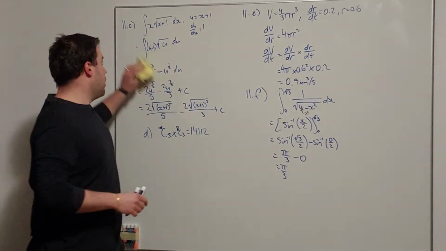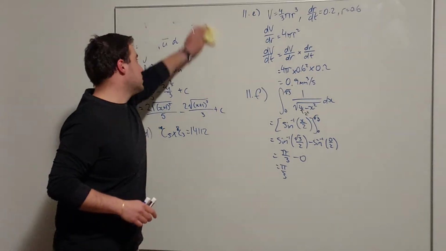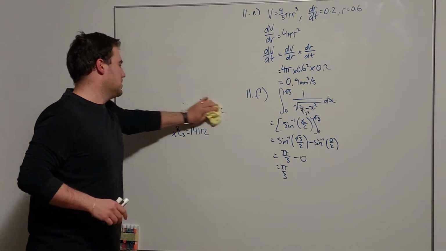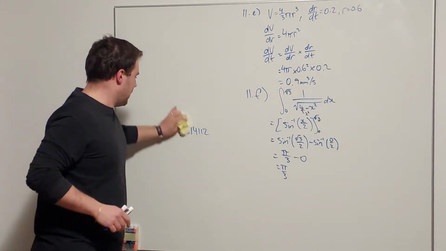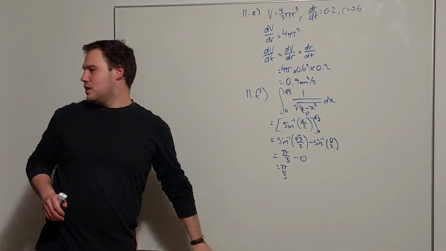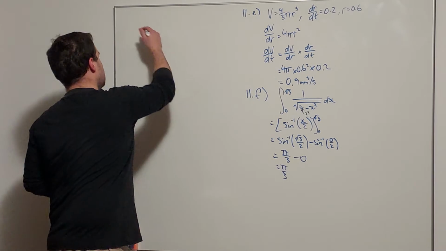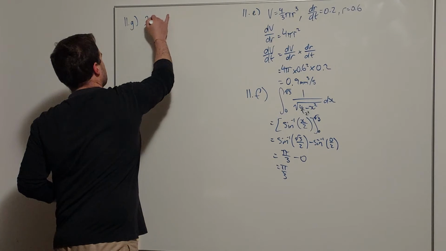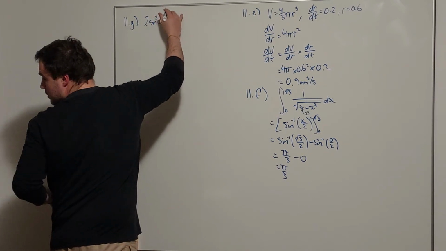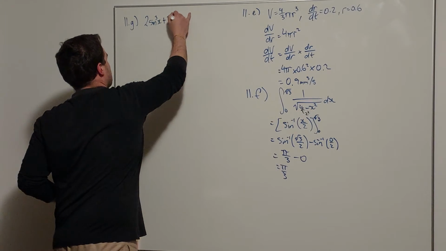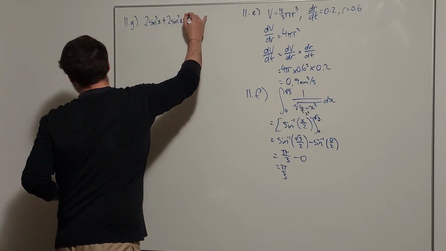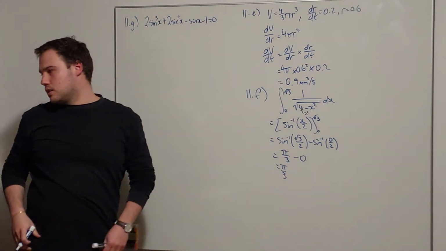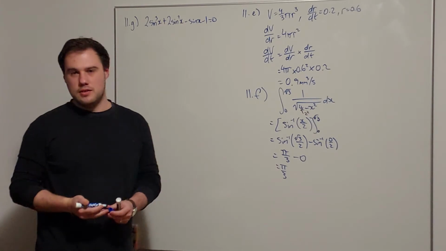Alright, 11G. By factorising or otherwise, I guess by guess and check or something. I think factorising is going to be the approach. Solve this trig equation: 2 sine cubed x plus 2 sine squared x minus sine x minus 1 equals 0, where x is between 0 and 2 pi.